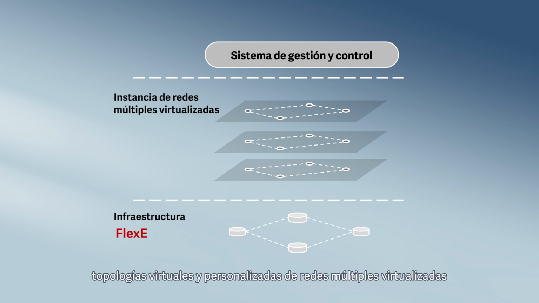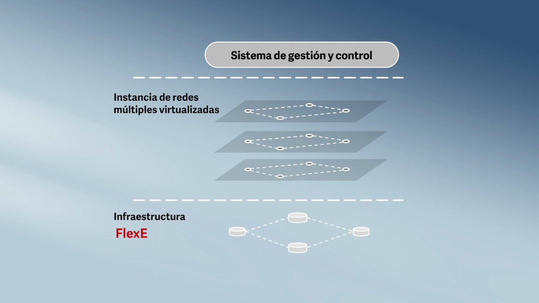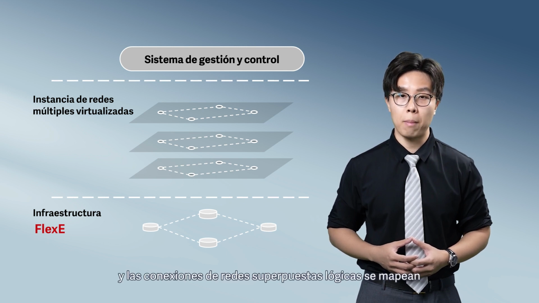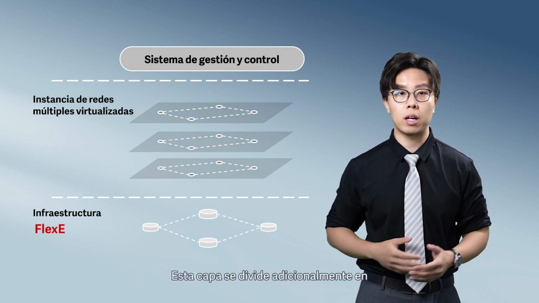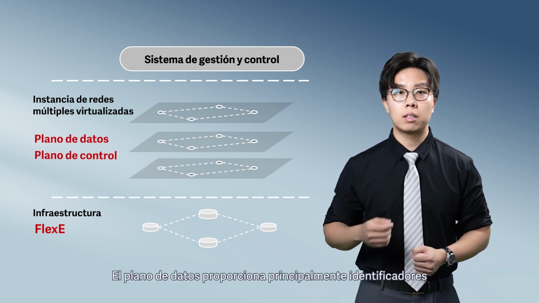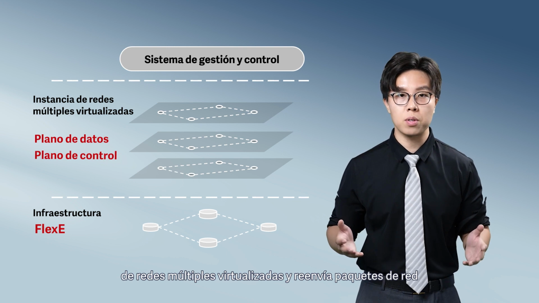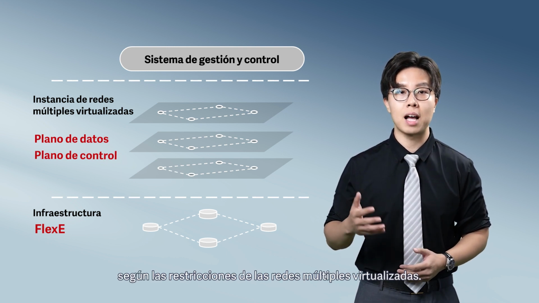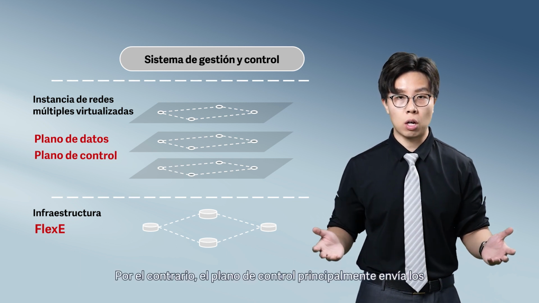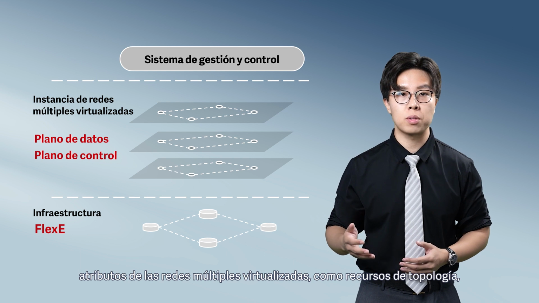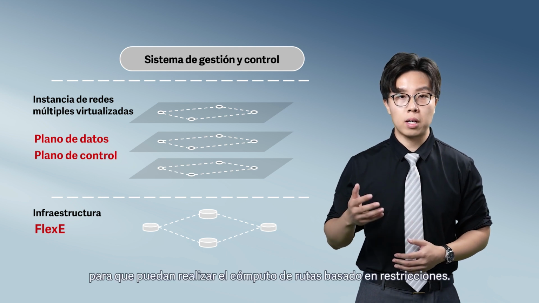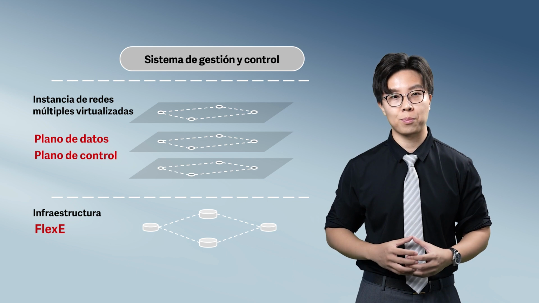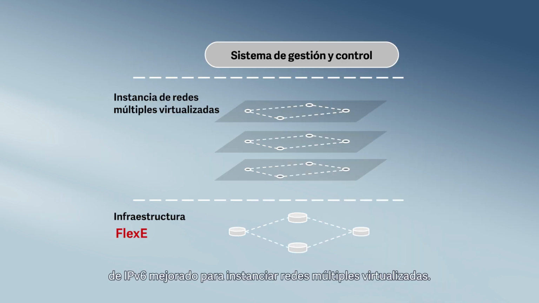The layer in the middle is referred to as the network slice instance layer. At this layer, customized network slice virtual topologies are created, and the logical overlay network connections are mapped to and combined with underlay network resources. This layer is further divided into the data plane and the control plane. The data plane mainly provides the network slice identifiers and forwards network packets based on network slice constraints. In contrast, the control plane mainly distributes network slice attributes such as topology and resources to the involved controller and the network nodes, so they can perform constraint-based path computation. At this layer, we will consider using IPv6 enhanced technologies to instantiate network slices.